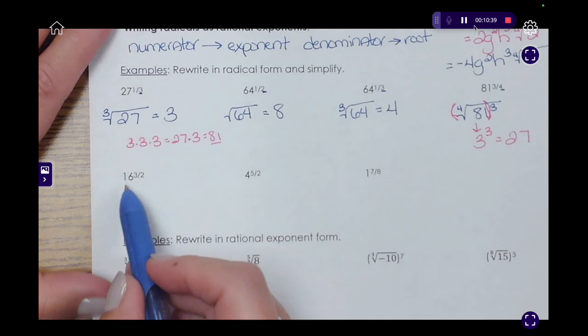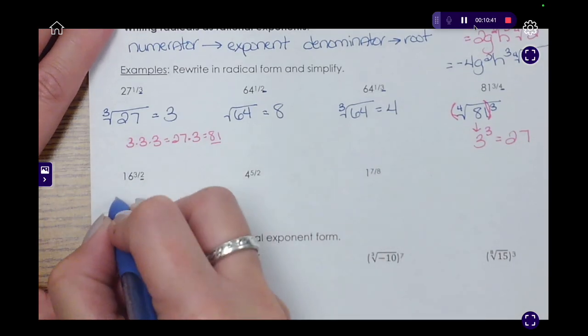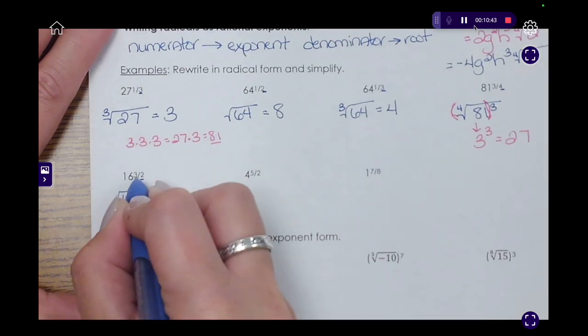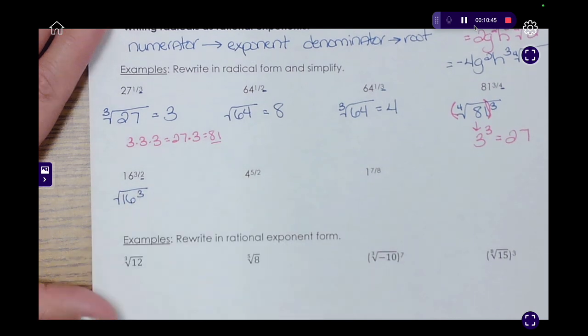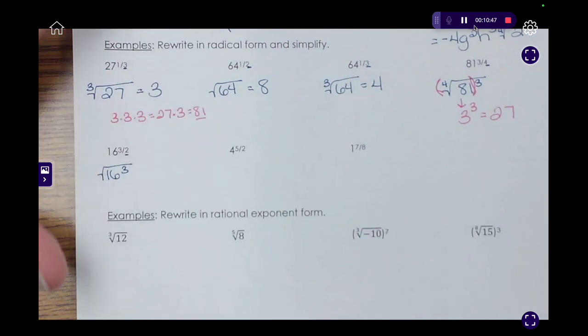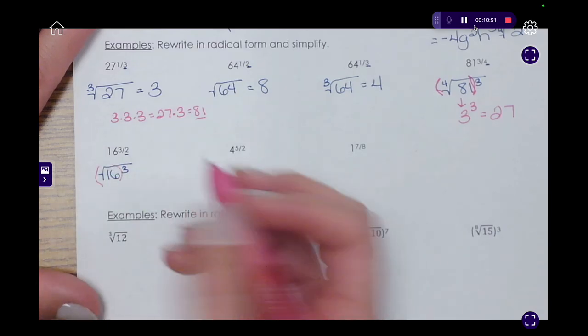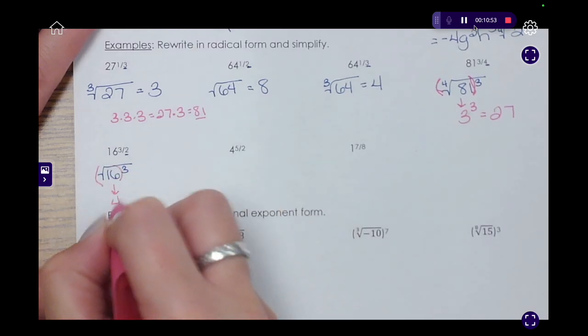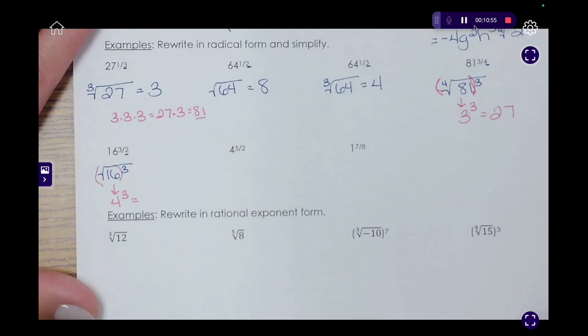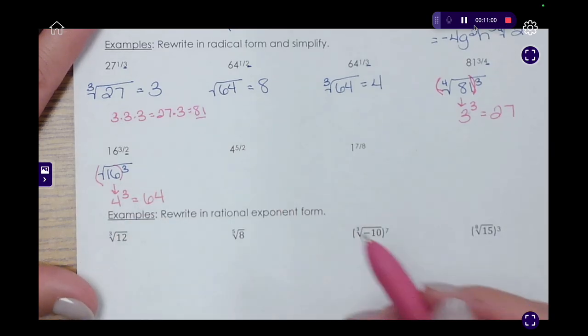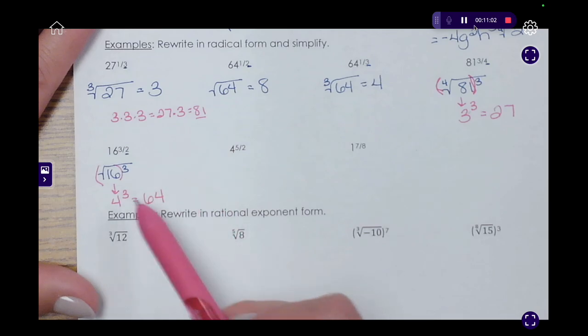So if I have 16 to the 3 halves, remember this is the square root of 16. That numerator is an exponent on the inside. So looking at this, what is the square root of 16? I know that's 4. And then if I look at 4 to the third, I know that gives me 64. So you are going to see some of these numbers being kind of repetitive, and you'll probably start to memorize some of these exponents.